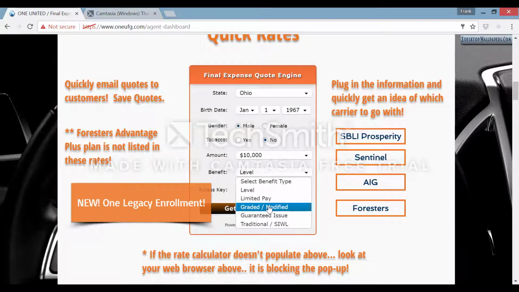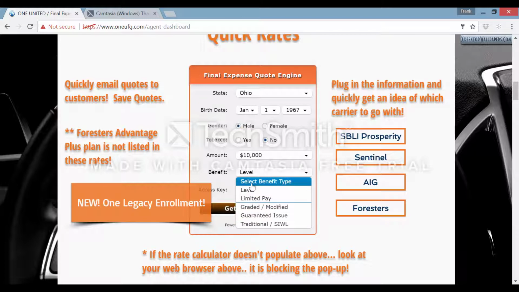Graded and modified are going to be your people who might be taking a little bit higher dosage of insulin. They may have diabetes and high blood pressure issues. They may have COPD, stuff like that. Your guaranteed issue is going to be your policies where they've probably got cancer or dementia or Alzheimer's. They've got some kidney failure issues. Maybe you have somebody that's on dialysis. Those are going to be your guaranteed issues.